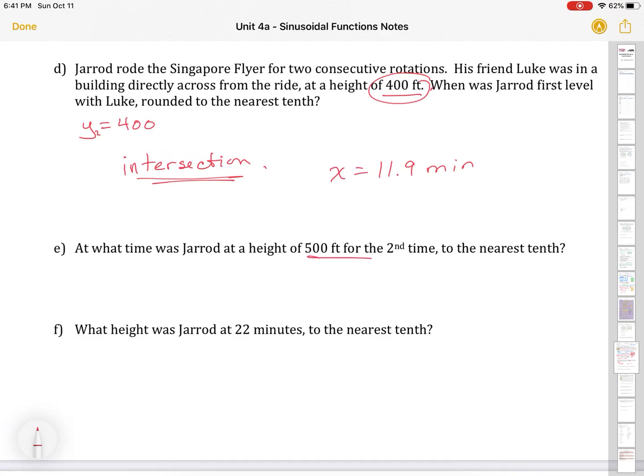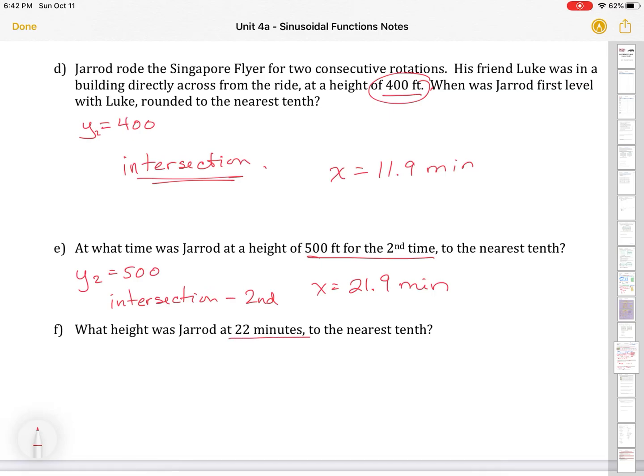Okay? At what time was Jared at a height of 500 meters for the second time to the nearest tenth? So same thing as the last one, except here you'll make y2 equal to 500 and use intersection. But you want the second intersection. So again, watch for that. And I got 21.9 minutes, okay, for my x.